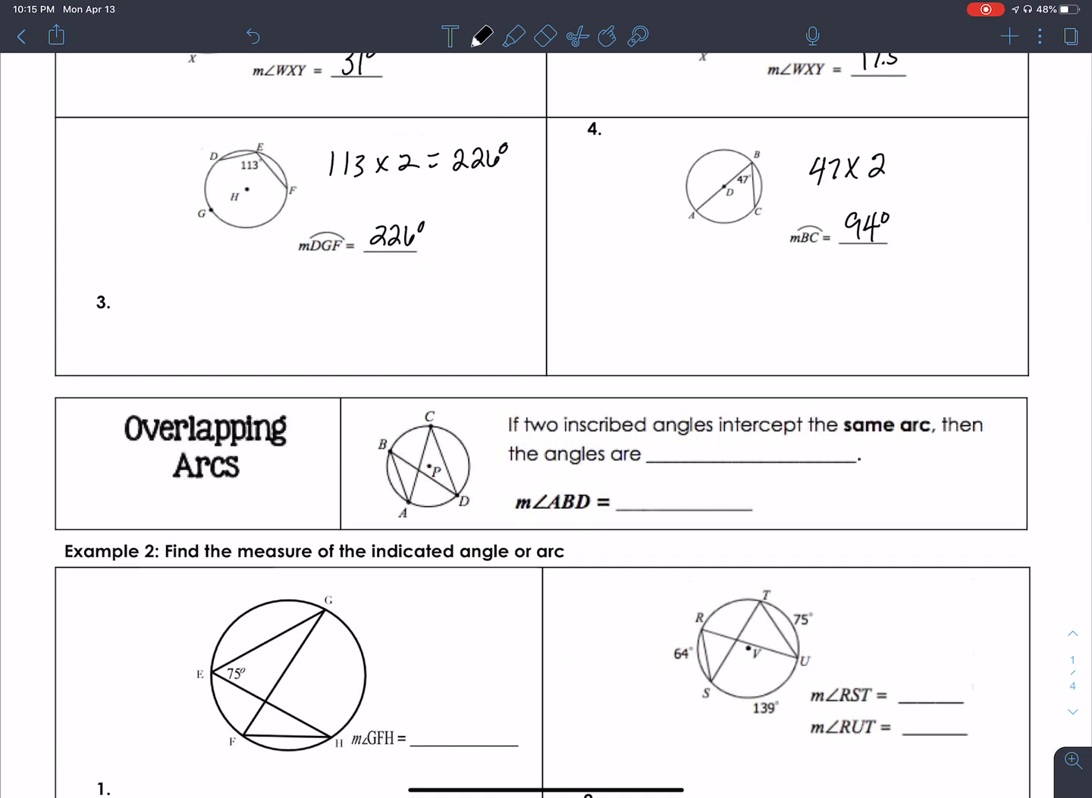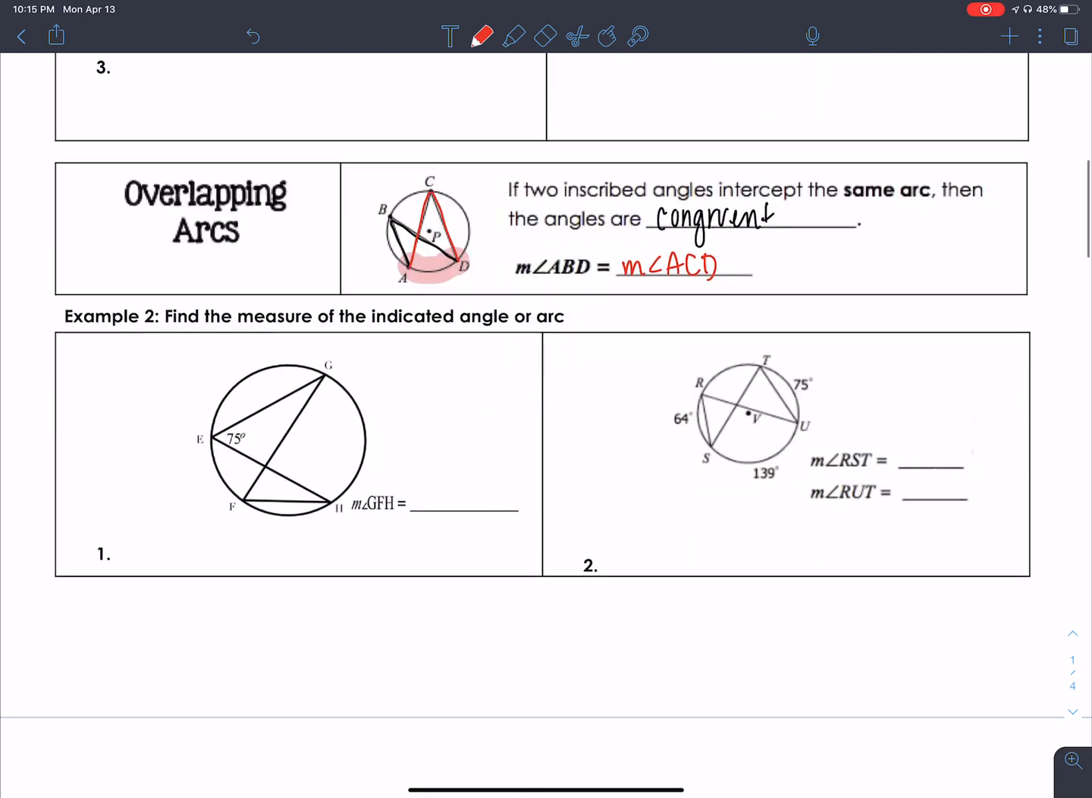Sometimes we have overlapping arcs, so if two inscribed angles intercept the same arc, okay, then the angles are congruent. Okay, that makes sense, because like here, both the arcs overlap AD, so that means ABD is congruent to ACD. Okay, so measure angle ACD. All right, so find angle GFH. Well, GEH is 75, and since they intercept the same arc, then they're also 75.